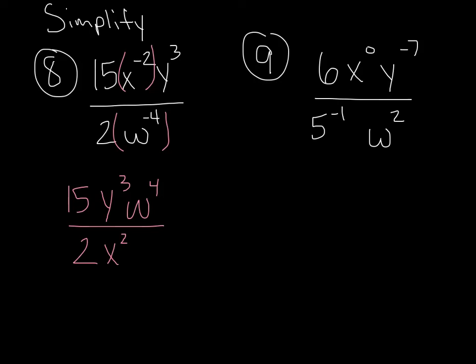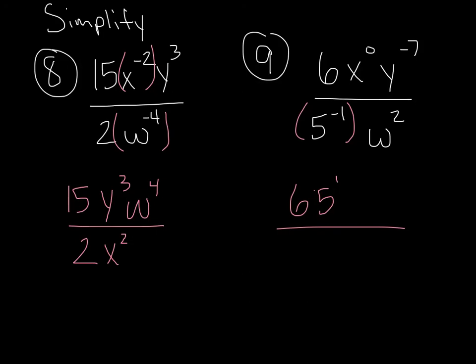Alright, last one, number 9. 6x to the 0, y to the negative 7, over 5 to the negative 1, w to the second. Okay, you can start with your numbers. This 5 to the negative 1 needs to be moved to the top with the 6, and when it's moved, it becomes 5 to the first. And this 6 and the 5, they're actually multiplying. Okay, so you have 6 times 5 to the first.